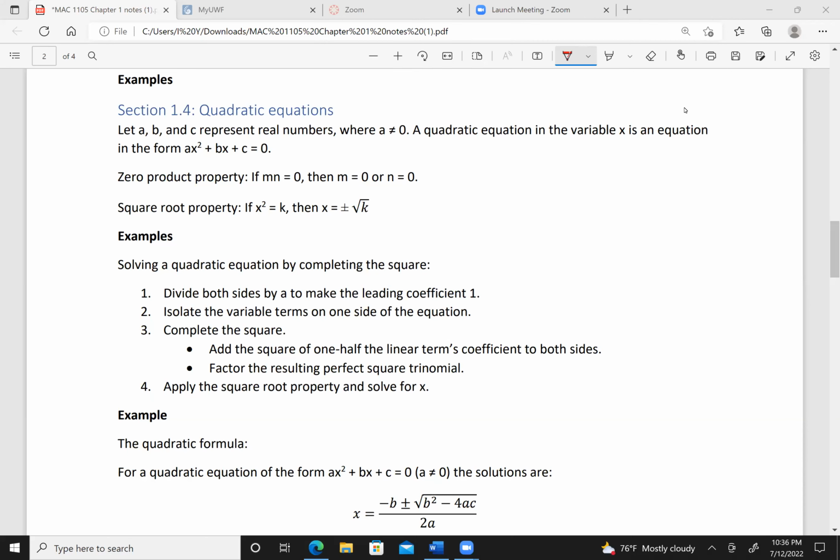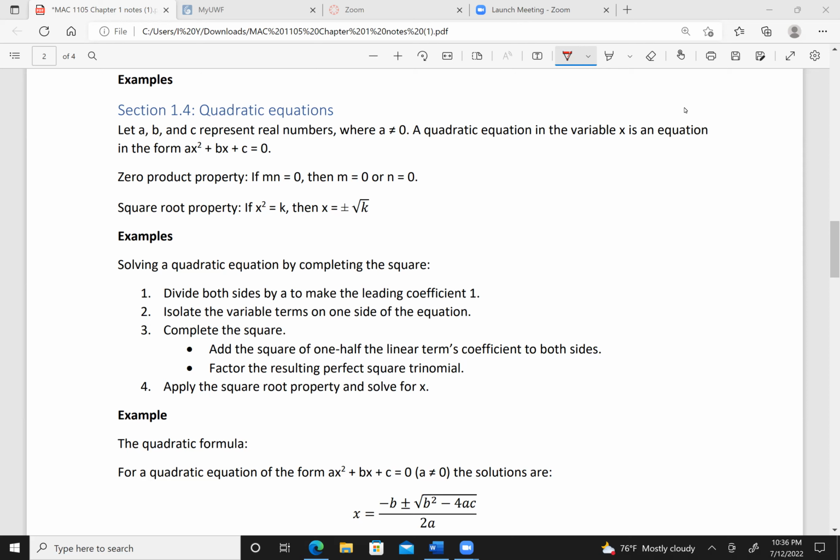Okay, so today we're going to talk about section 1.4, quadratic equations. We're going to let A, B, and C represent real numbers where A does not equal 0. Then a quadratic equation in the variable x is an equation in the form of ax squared plus bx plus c equals 0.